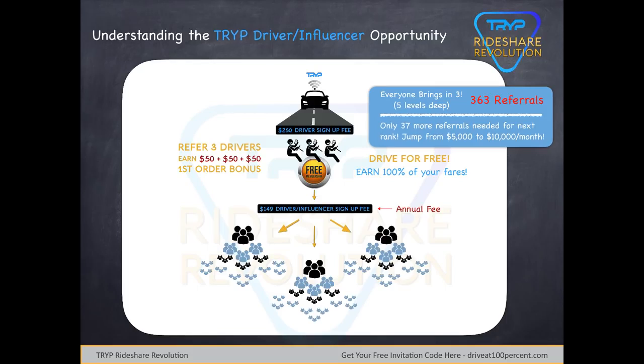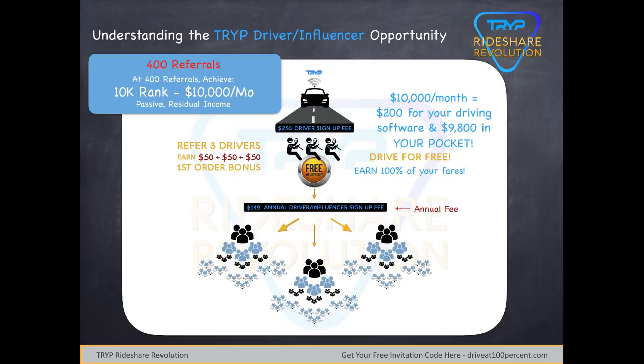At that point, you only need 37 more people. 37 more referrals are needed to jump to the next rank. And that next jump is huge. You're jumping from $5,000 a month to $10,000 a month. Huge. So what does that look like? Well, take a look here at 400 referrals. You're at the 10K rank with $10,000 a month. And it's kind of hard to see on this slide because they're so tiny at that point. But you can see the little tiny black marks. Those are the individuals that would need to come in for you to jump from the last rank to this one.